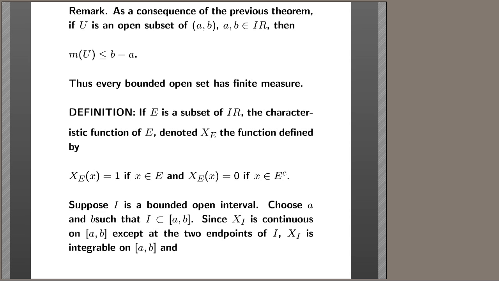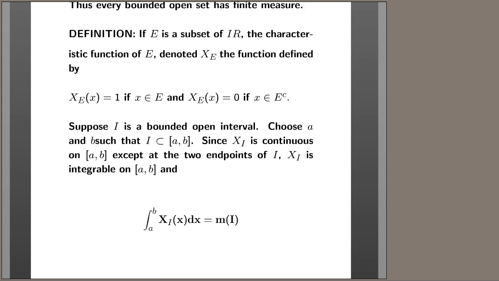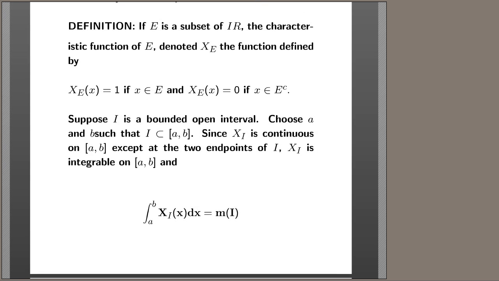Remember the definition of characteristic function. If E is a subset of the real numbers, then the characteristic function is defined by, well, here we show it as X sub E of little x. That big X is just a notation for the characteristic function. But x is a real number, which is in E or not in E. The characteristic function at little x is equal to 1 if and only if x is in E, and 0 if it's not.